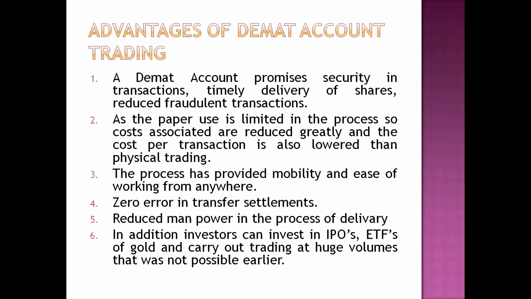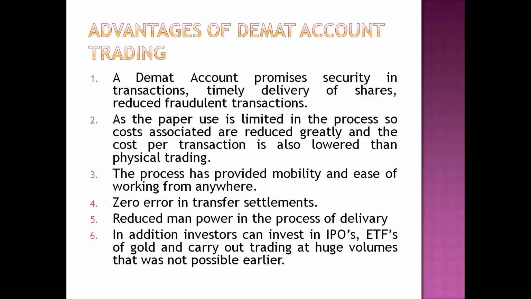The fifth one is reduced manpower in the process of delivery. No manpower is involved. Machines are involved, especially computer networking machines, and software. Handling people are very few, only the technicians involved in the activities. So human effort is largely reduced, and because of less human effort, there is also less error in these transactions.